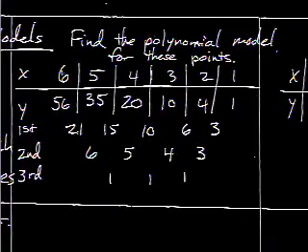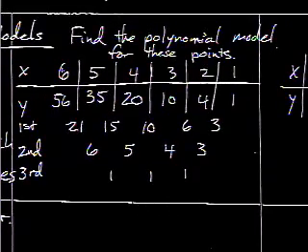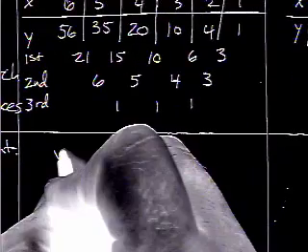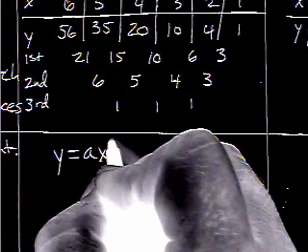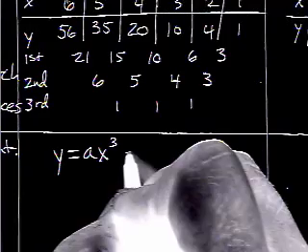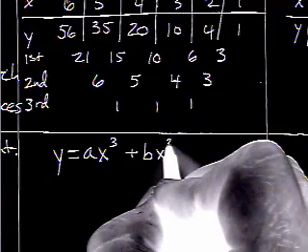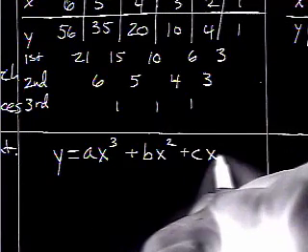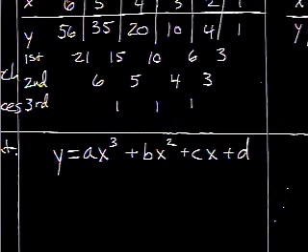So when it says, find the polynomial model for these points, we know that we're dealing with a third-degree polynomial. What does a third-degree polynomial look like? Well, let me show you. A third-degree polynomial has a cubic term, and it has a quadratic term, and it has a linear term, and a constant term.